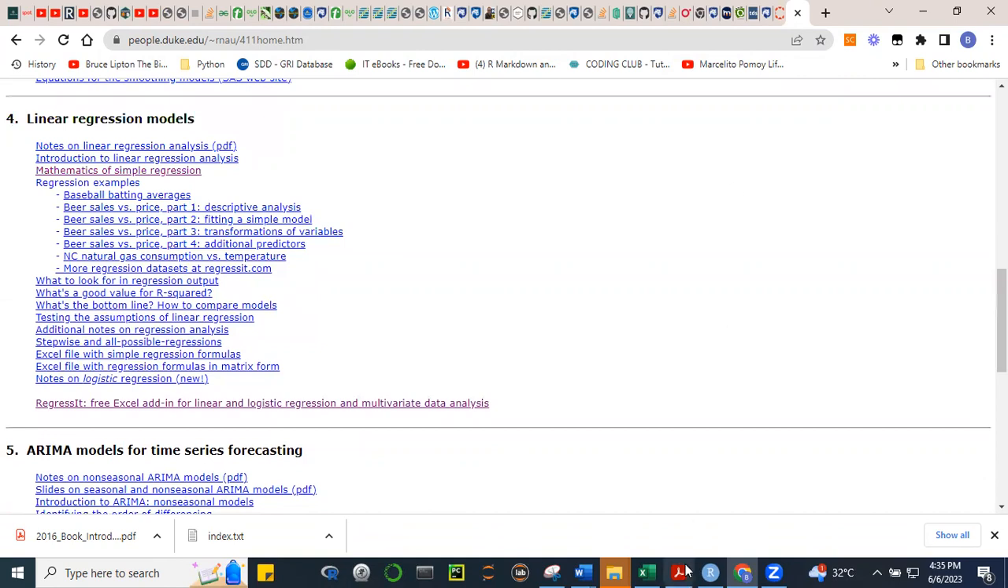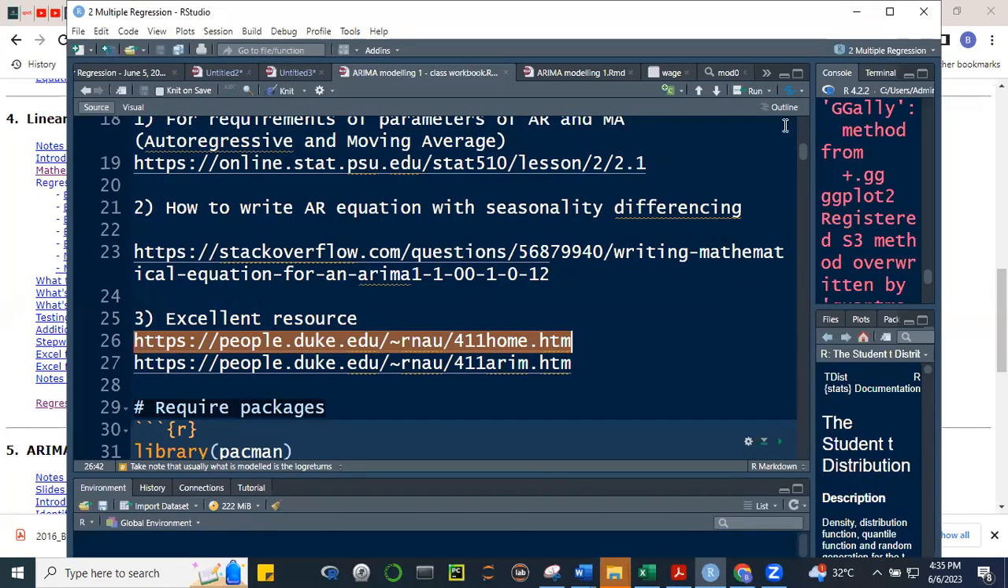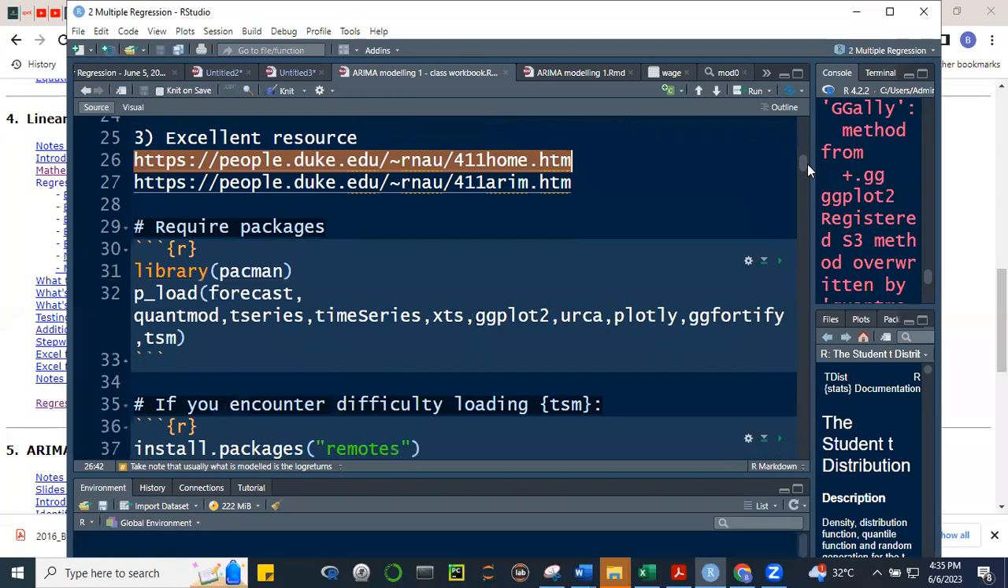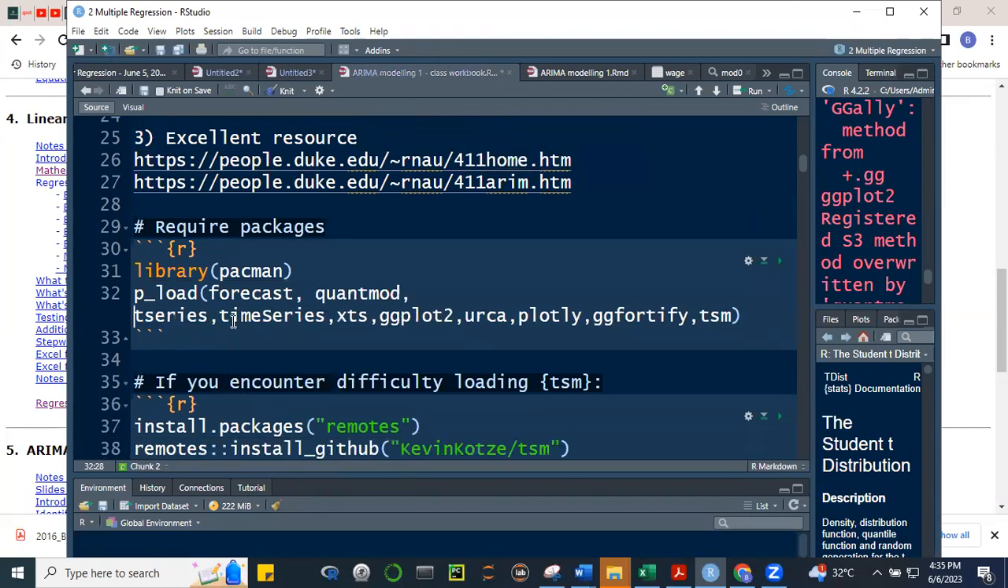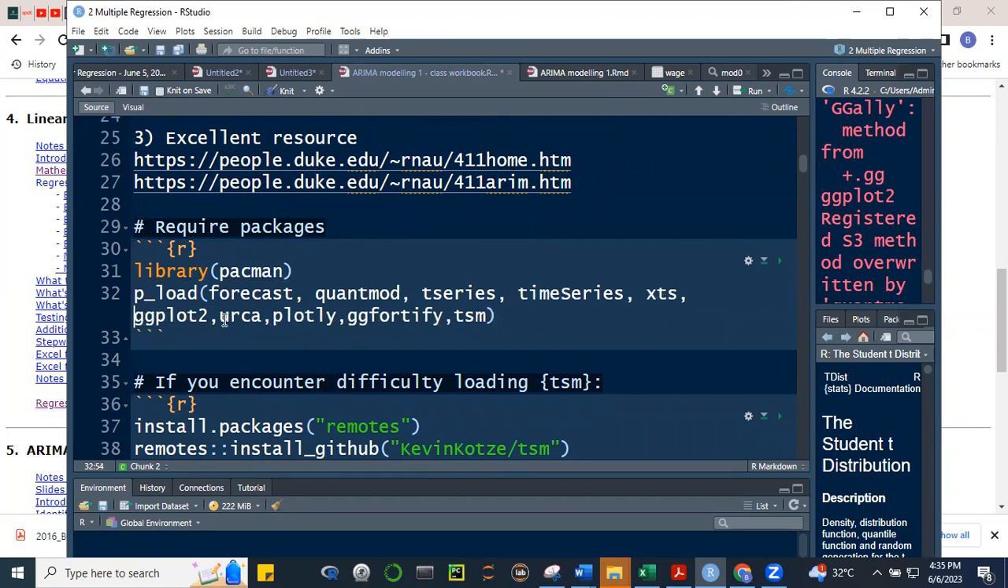All right, so let's go back to R. And these are the packages that we're going to use. Some of these packages we have already used before. Let me just separate them. This one, we can load via the pacman package. So forecast, quantmod, we know already. This is used for downloading data from the internet.